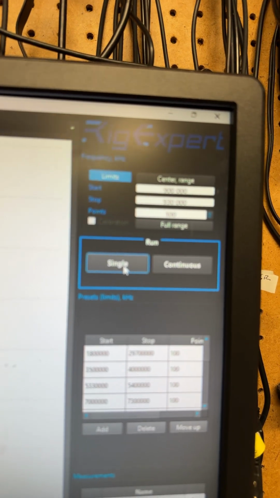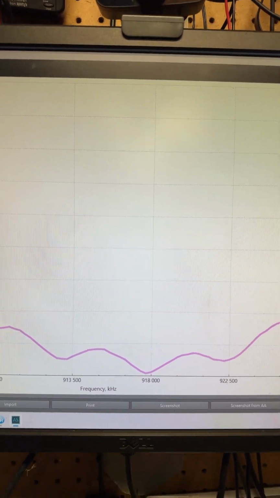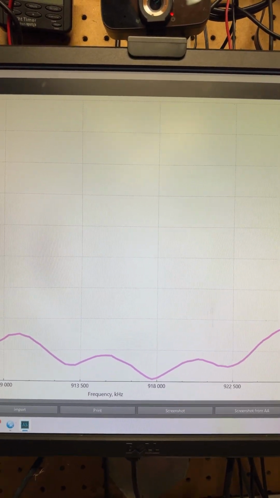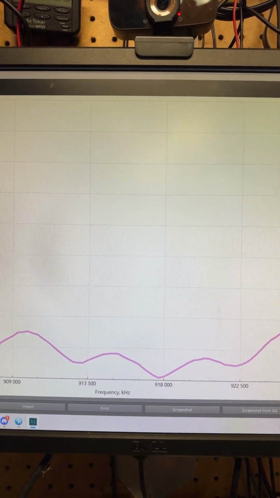So again, I tested from 900 to 930 megahertz. Pretty slick. It looks like it would be a good Meshtastic receive antenna. And you could transmit on it as well.